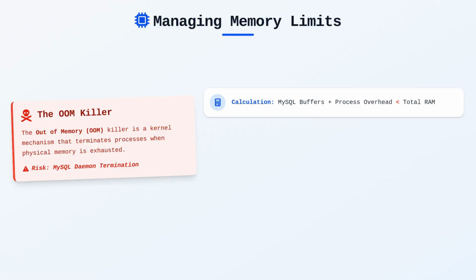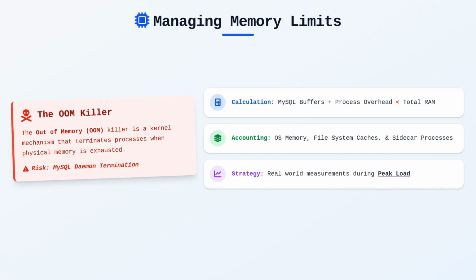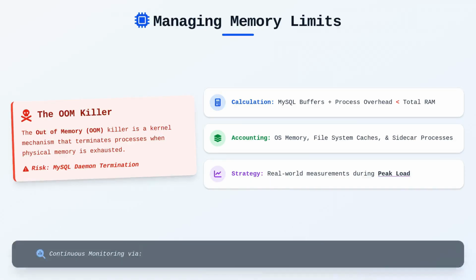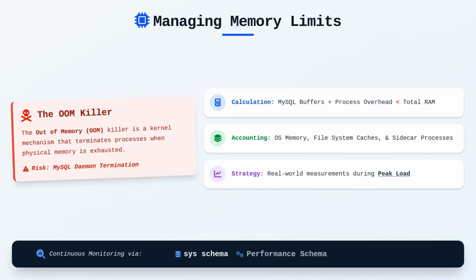To prevent this, you must base your configuration on real-world measurements taken during peak load periods rather than just theoretical guidelines. Ensure that you have accounted for the memory occupied by the operating system, file system caches, and any sidecar processes. Continuous monitoring through the Sys schema and performance schema tables allows you to refine these limits iteratively, ensuring stable performance without inviting unexpected crashes.